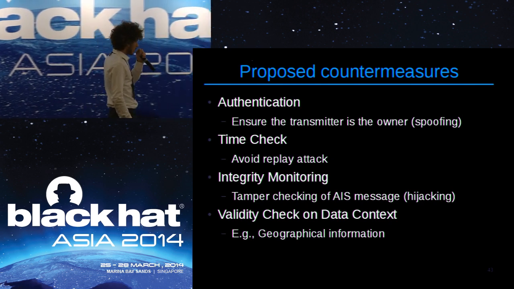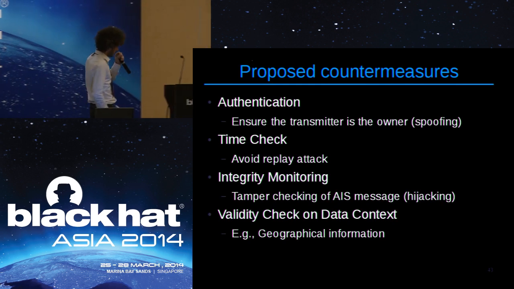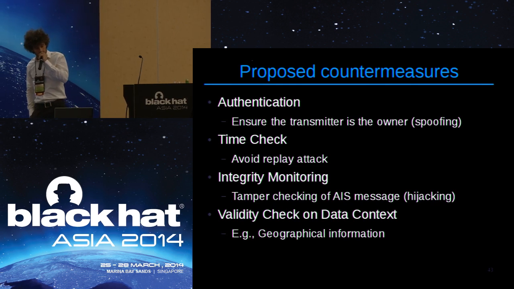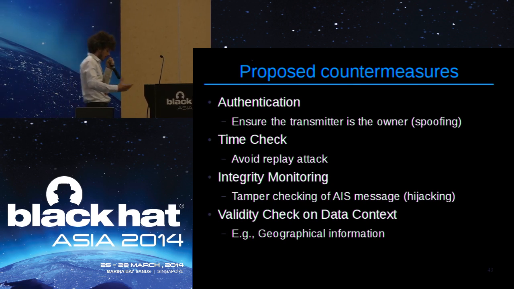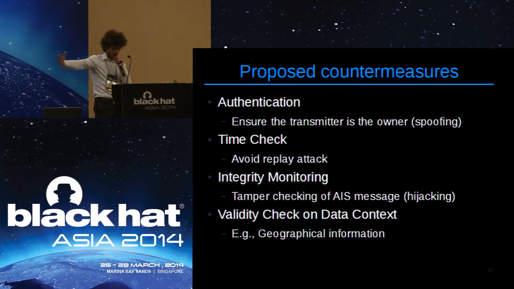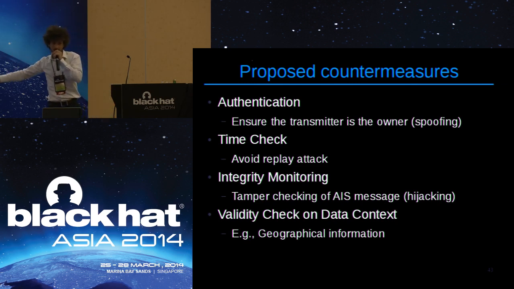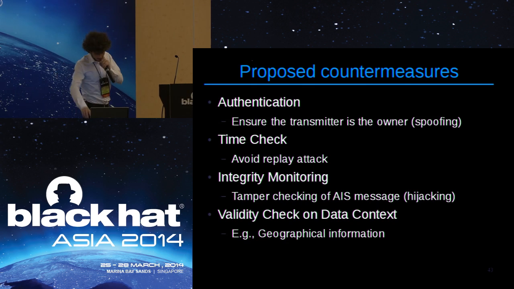We also propose integrity monitoring to avoid tampering with existing AIS messages, such as hijacking, as our colleague questioned before. And finally, a validity check on data context. So if I have, for example, an AIS gateway installation here in Singapore, and I'm generating a packet for a ship that is in Boston, it doesn't make sense that the message of a ship in Boston will reach an AIS gateway here, because there is no way that a radio frequency signal can travel from Boston to Singapore, right? So they should do some data contextualization on the message.